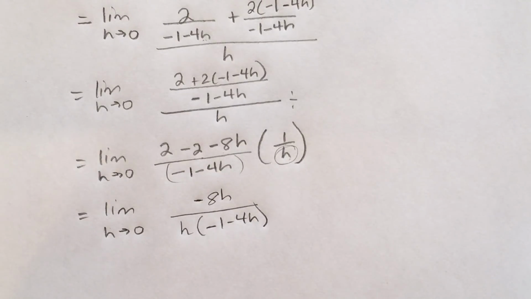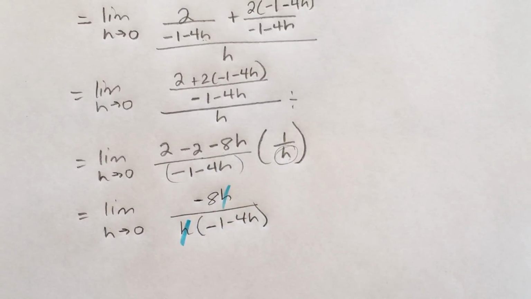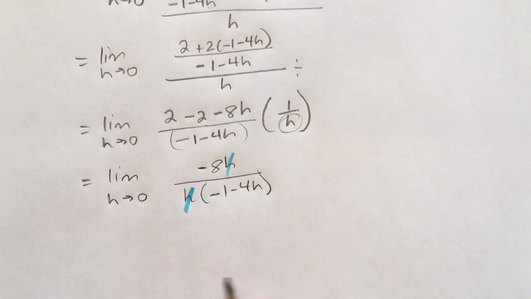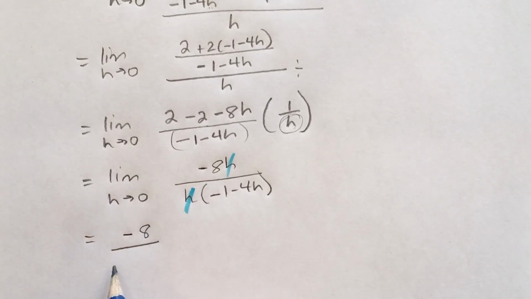And finally, we're able to divide out this problematic h so that it would be safe to let h approach 0. And as we do, we're going to have negative 8 over negative 1, giving me 8. So therefore, the slope of the tangent is equal to 8.